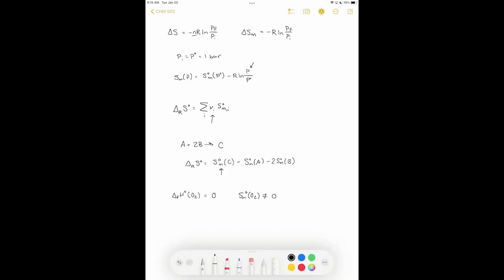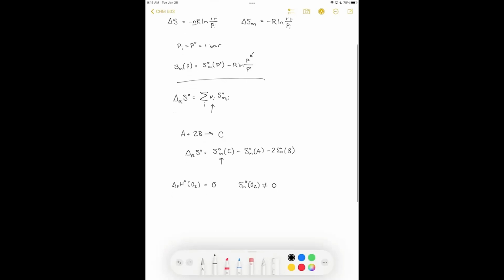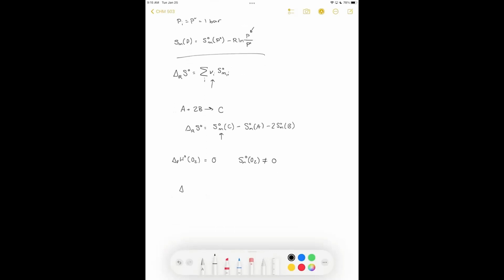If we want to calculate the entropy of the reaction at a different pressure, we can use this equation up here. If we want to calculate the entropy of a reaction at a different temperature, we simply have to integrate. So our delta S naught of our reaction at some temperature that is not the standard temperature of 298.15 is equal to the delta S naught of reaction at our standard temperature. So I'll put 298.15 in here. And then we add the equation for changing the entropies.